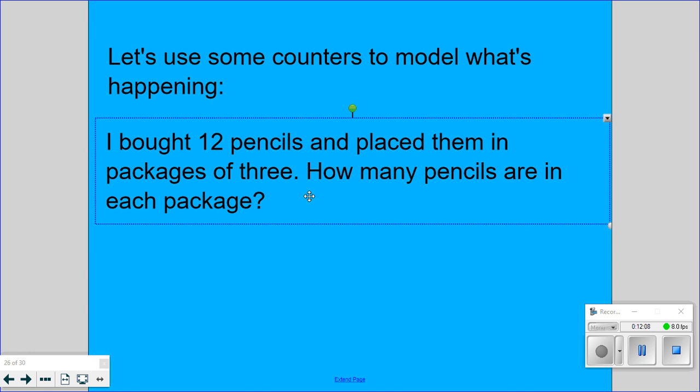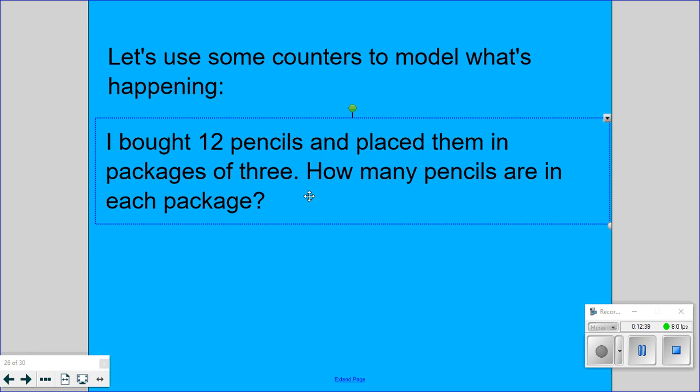What am I counting? We don't need counters yet. I need to know what I'm counting first. What's my unit? What's the thing I'm counting up? Dogs? No, not counting dogs. Huxley? A little bit more specific. Look at that question. I need to know how many pencils are in each package.